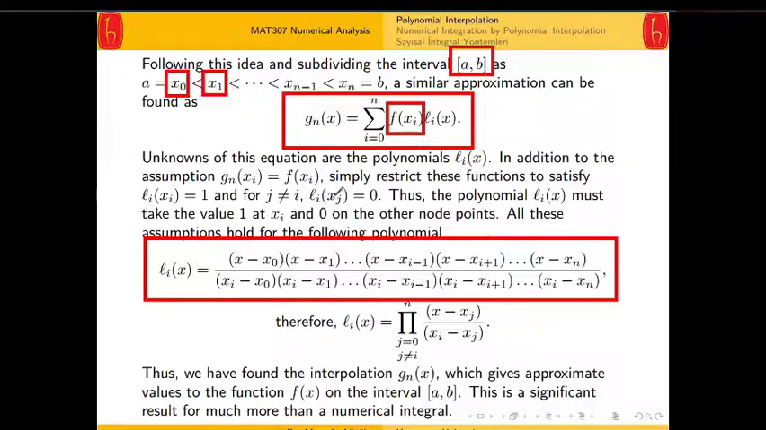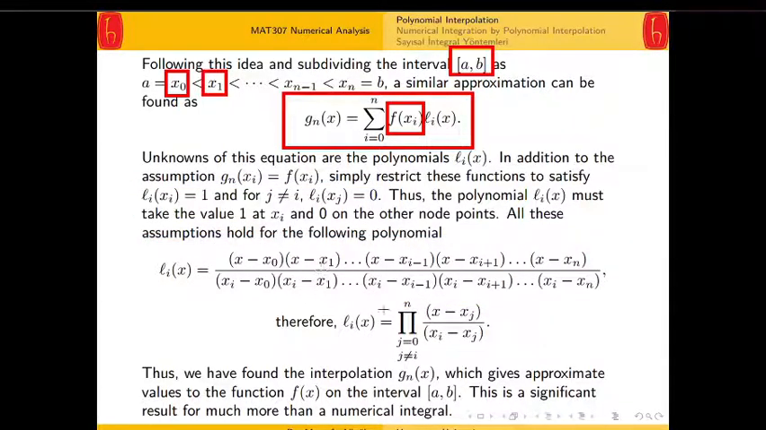If we consider, for example, j is equal to i minus 1, then when we substitute x(i-1) here, this term will be 0, so this being 0 makes the polynomial equal to 0. So it seems like this polynomial will satisfy our assumptions: the function value at xi will be equal to 1, and the function value at xj, j not equal to i, will be equal to 0, basically.